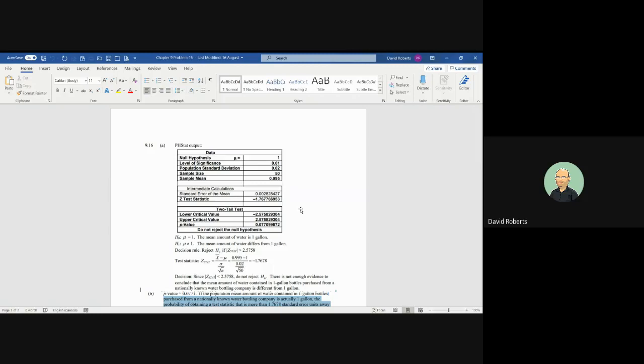In part B, it gives you or calculates the p-value. And you can see that the p-value is calculated for you at 0.077. So that is done for you. And then interpret the meaning. It'll give you the same meaning, which is do not reject the null hypothesis.